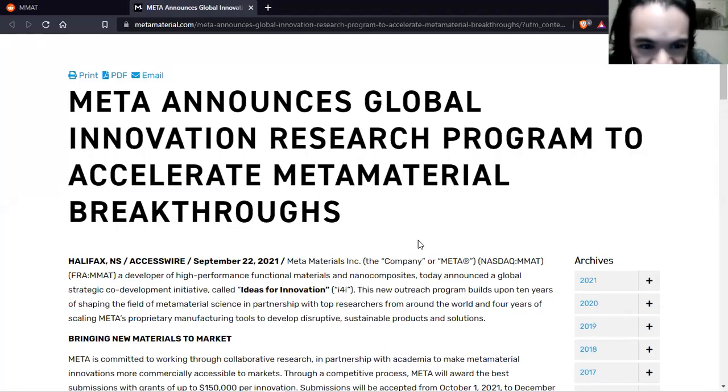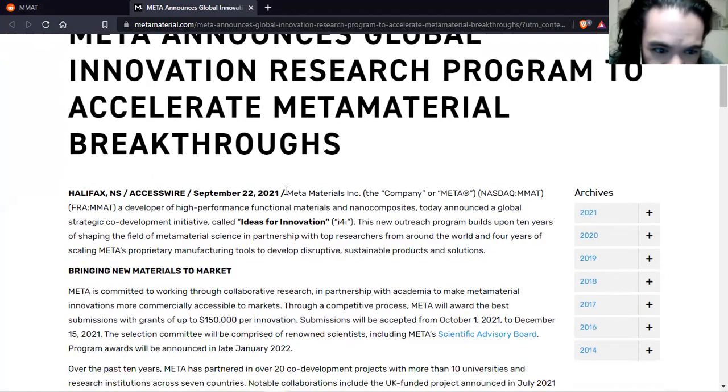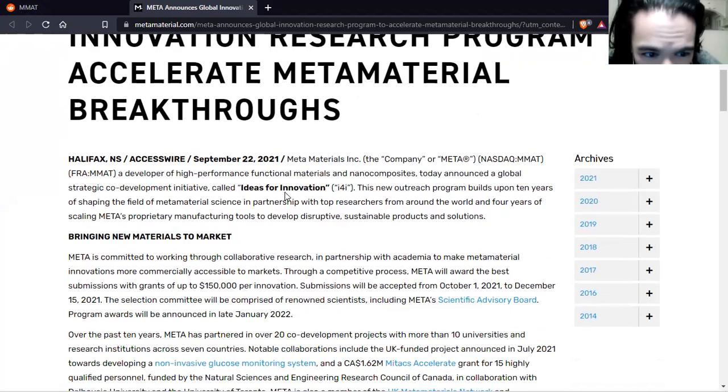Meta Materials released news regarding a global innovation research program to accelerate metamaterial breakthroughs. It's called Ideas for Innovation. They are building upon 10 years of shaping the field of metamaterial science. Essentially, they're going to award the best submissions to this program up to $150,000. I don't know if that's Canadian or American. And the submissions will be accepted between October 1st to December the 15th. So we've got around a 4 month window.